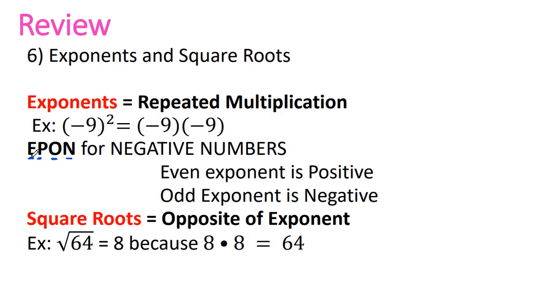The opposite of exponents are square roots. So when we know that 8 times 8 makes 64, then we understand that the square root of 64 is equal to 8. So whenever we see the square root symbol, we have to be thinking, okay, what times itself makes that number?